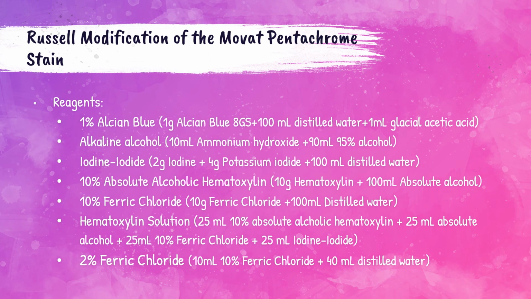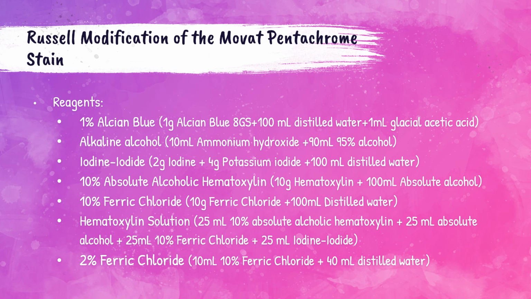The reagents needed for the Russell modification of the Movat pentachrome stain are as follows. 1% Alcian blue, which is prepared by combining 1 gram of Alcian blue 8GX with 100 milliliters of distilled water and 1 milliliter of glacial acetic acid. Alkaline alcohol, which is prepared by combining 90 milliliters of 95% alcohol with 10 milliliters of ammonium hydroxide. Iodine iodide, which is prepared by combining 2 grams of iodine with 4 grams of potassium iodide and 100 milliliters of distilled water.